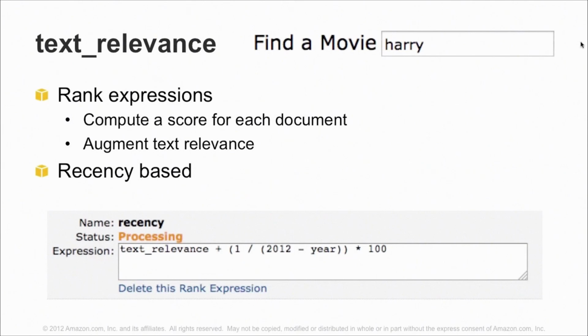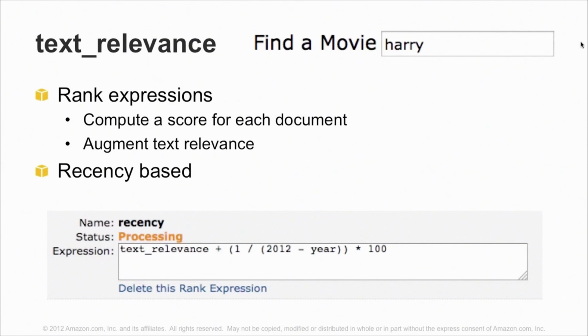If we look at that, we have the age with respect to the newest document in the system, so 2012 minus year. This will increase as the documents that match it get older. We then take the inverse of that and multiply by 100. So this would give us the highest score for the most recent documents. We add that into the text relevance, and that will boost documents that match higher up in the ranking.